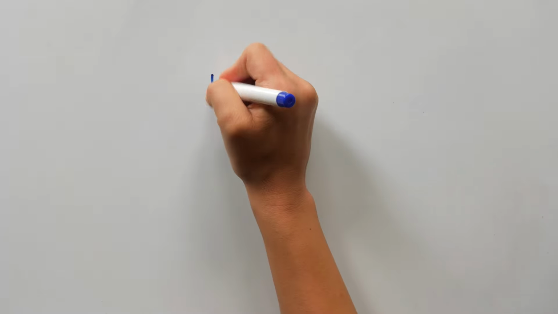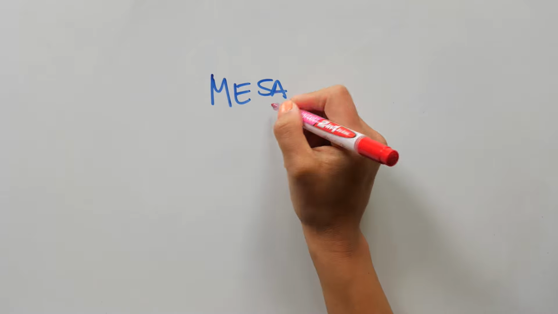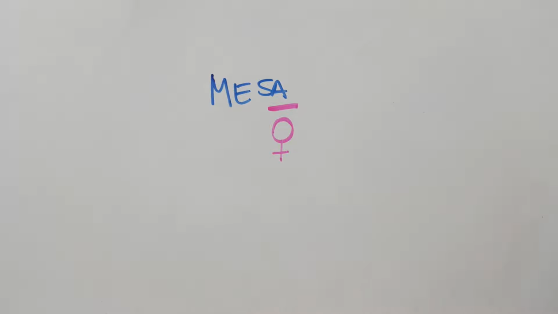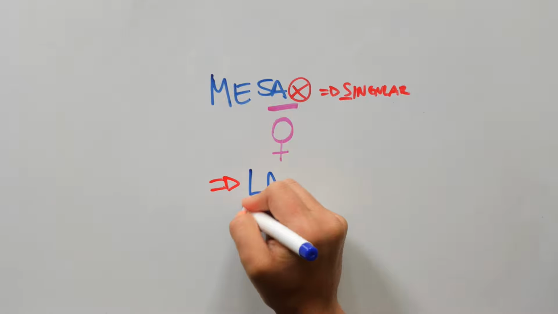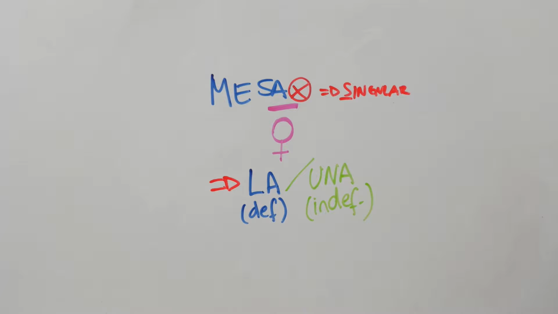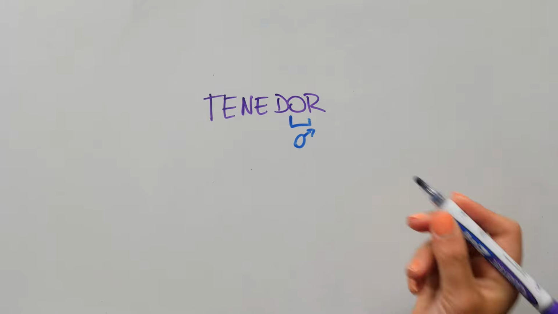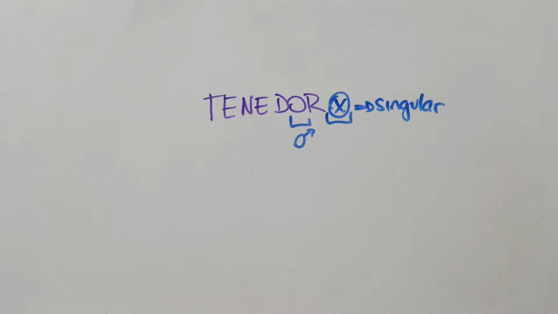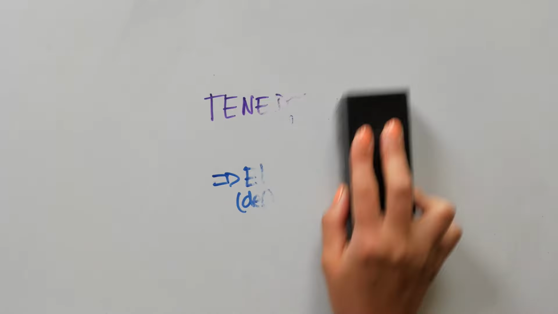Let's work with this word, mesa. Remember what it means? Table. Good. So it ends in A, which means that it's feminine, and there's no S, which means that it's singular. So depending on the context, we're going to use either la or una. Tenedor, on the other hand, is going to be masculine and also singular because there's no S. So we're going to use el or un depending on the context.